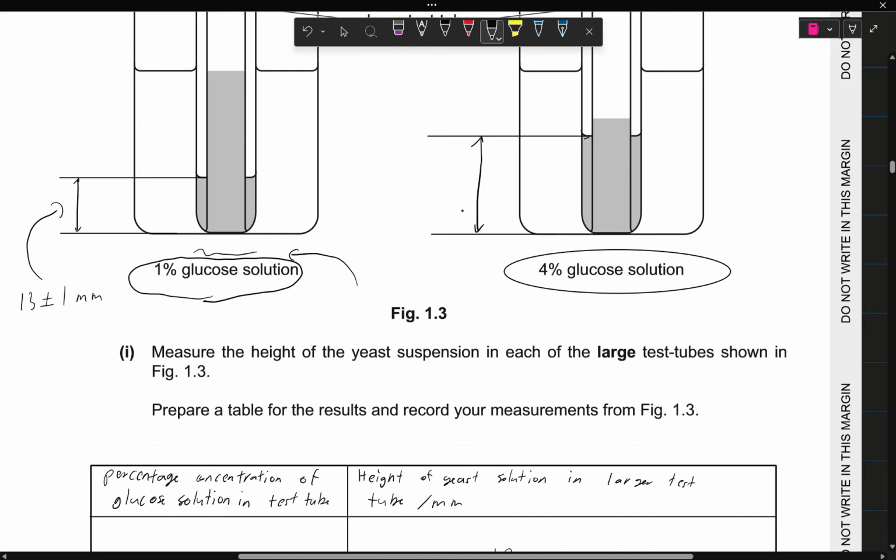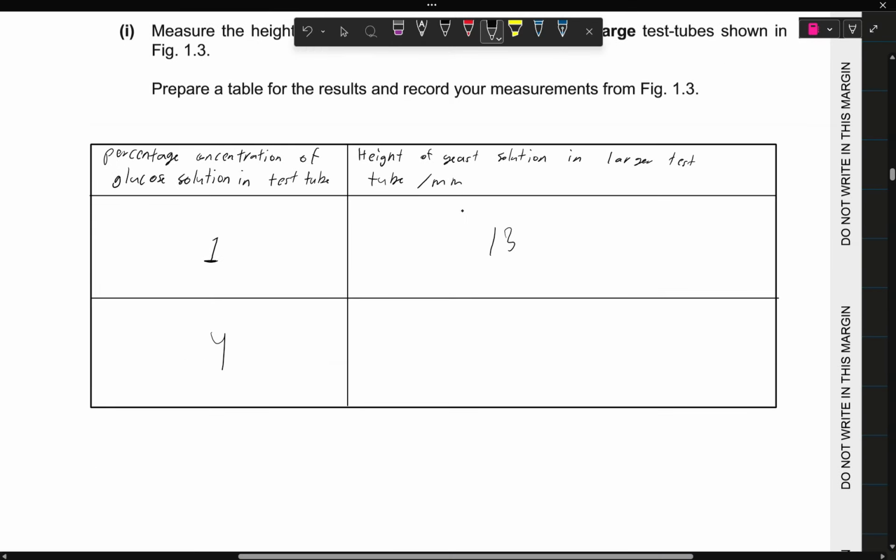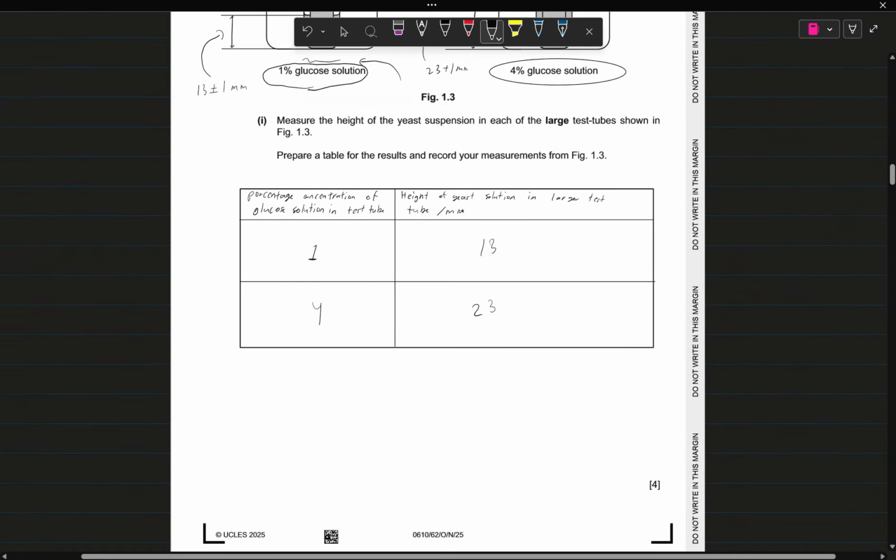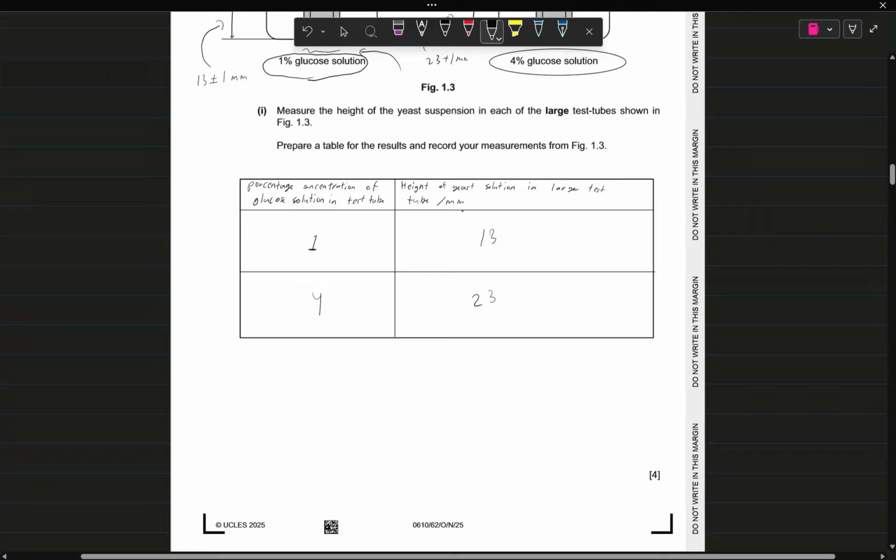And this one over here should be 23 plus minus 1 millimeter, which means that the accepted range will be 22, 23, and 24. And I will write here 23. Again, you do not write the units because you already did so in the heading. And this is what you should do. You cannot just erase this and write millimeter. You can't do that. It has to be in the headings. Otherwise, you will not be getting the full marks or full credit.